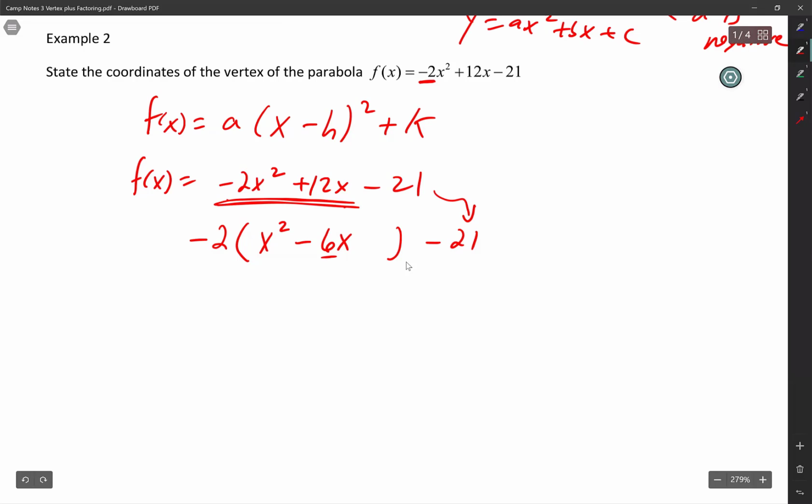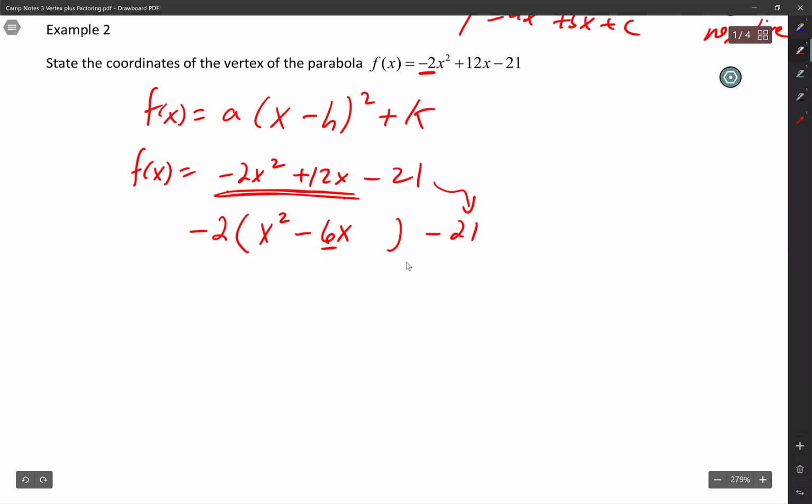I take this middle number and I divide it by 2. 6 divided by 2 is 3. And then I square it. 3 squared is 9. So I put plus 9. So now I'm going to balance it out. Negative 2 times 9 is negative 18. So I have to add 18 on the outside. So what do I have now? Negative 2, open parenthesis, x minus 3, close it. Put a square on it.